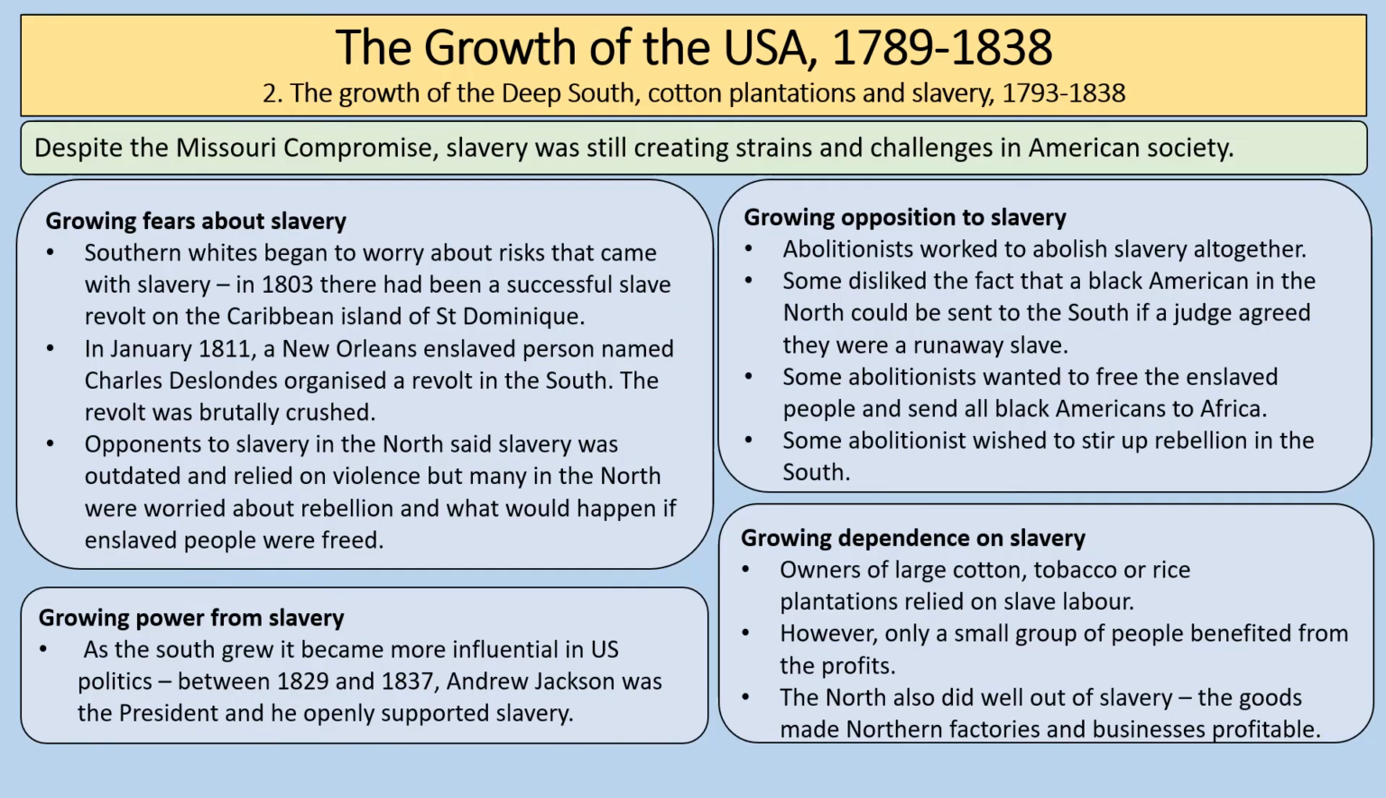There's also a growing dependence in America on slavery. So owners of large cotton, tobacco or rice plantations relied on slave labour. However, only a small group of people benefited from the profits. The North also did well out of slavery. The goods made northern factories and businesses profitable. So we're very much sowing the seeds here of the tensions that are going to lead to the American Civil War.